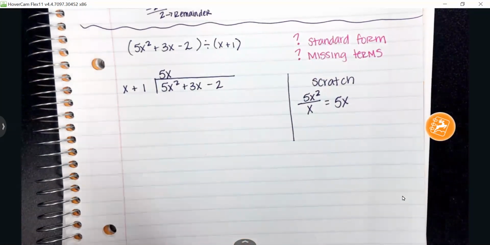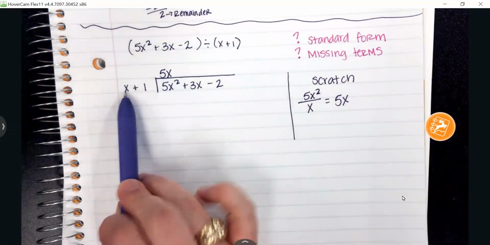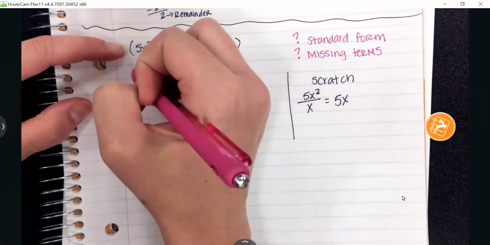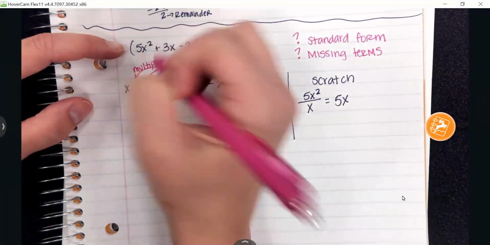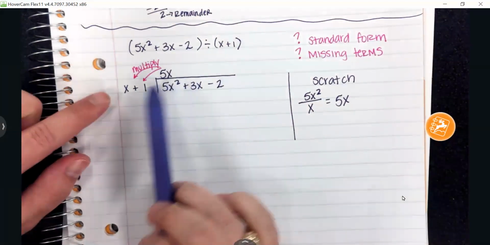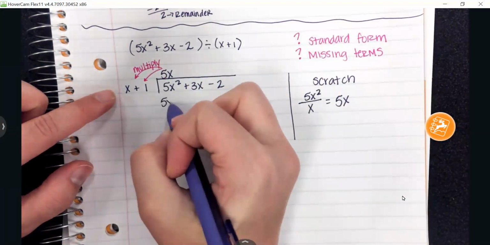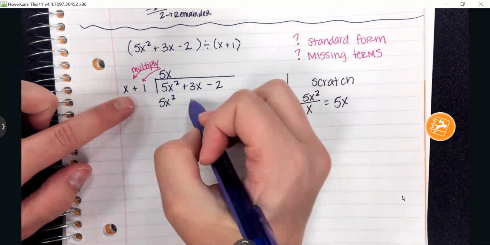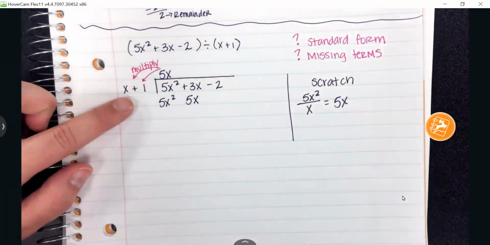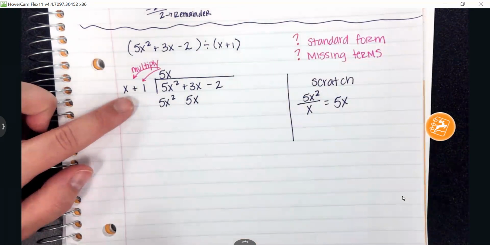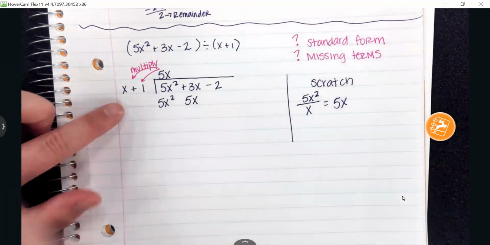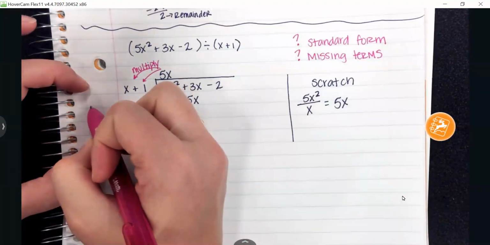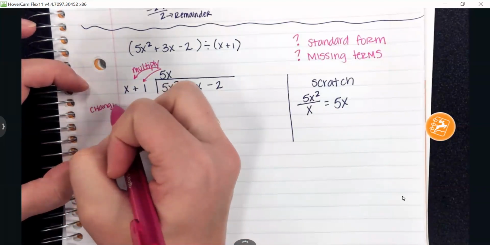Multiply twice. Why twice? Because there's two numbers. So if you need to write notes, this has to multiply to both of these. Multiply. So what is 5x times x? 5x squared. What is 5x times 1? That would be a 5x. You have to change your signs because we are subtracting. So these are not positives now, they are negatives. So if you're taking notes right here, you want to write change the signs.